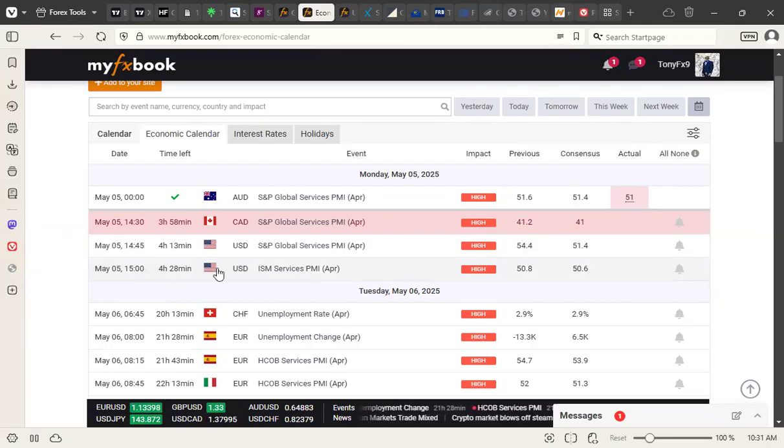Then the next is the ISM Service PMI. I hope I stated this clearly. For the ISM Service PMI, if you go higher than 50.6, it should make the dollar strong. If you go lower than 50.6, it should make the dollar weak.